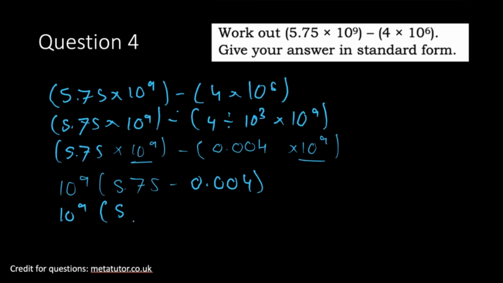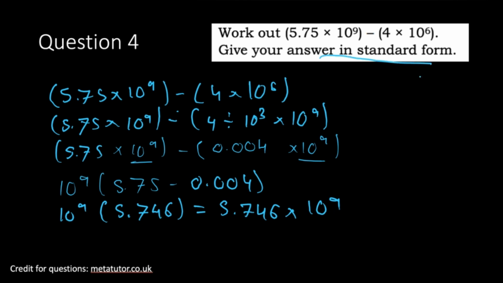So 5.75 minus 0.004, and this would give you, hold on, maybe let's check if I'm correct. Yeah, so 5.746. Oh, I can't even do simple maths. All right, and this would give you 5.746 times 10 to the power of 9.